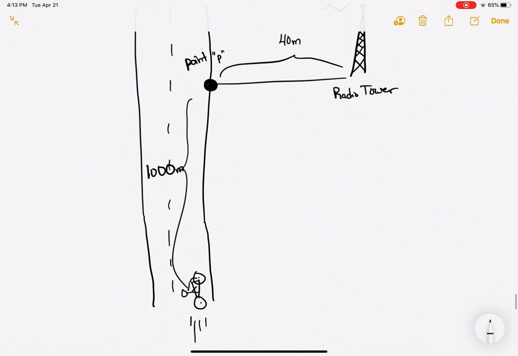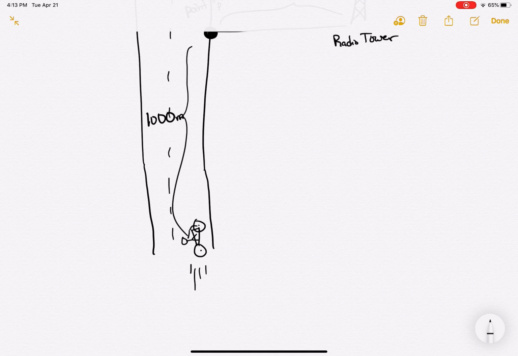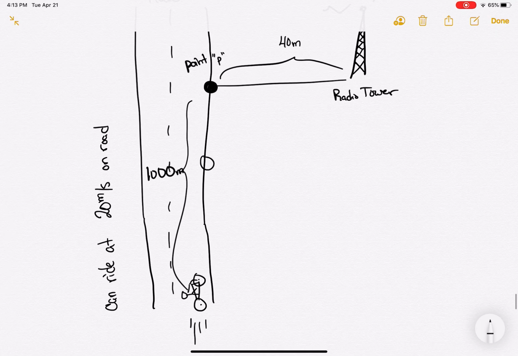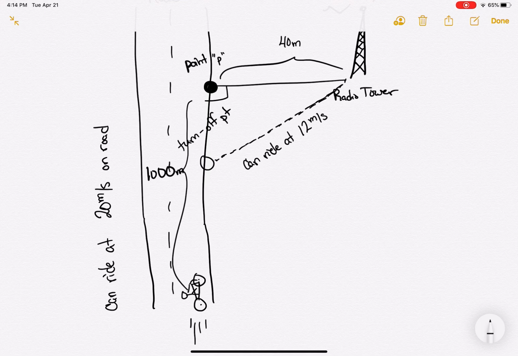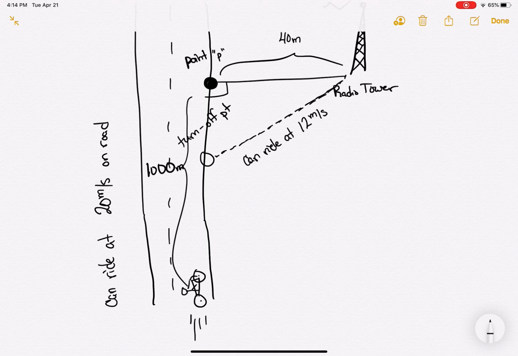So we're 1,000 meters away, and we can ride at 20 meters per second on the road. But at some point in time, we have to turn off the road. Call this the turn off point. After we turn off the road here, that's a right angle, by the way, we can ride at 12 meters per second.